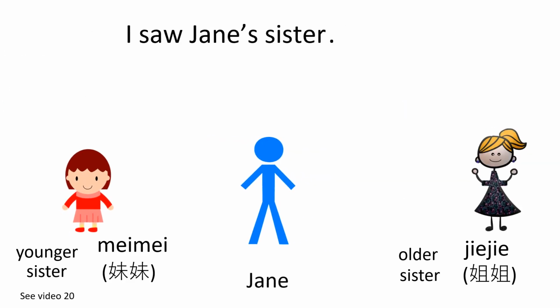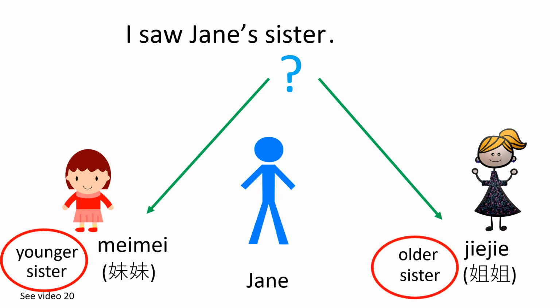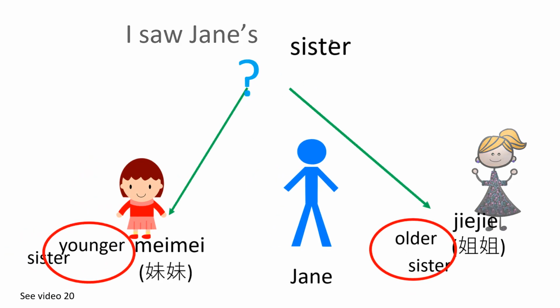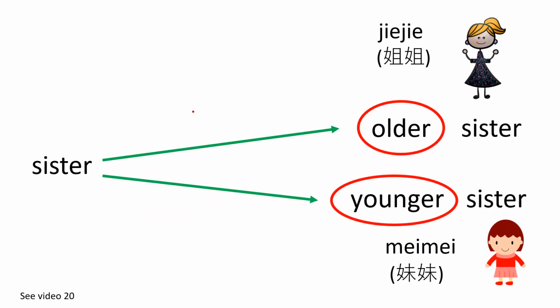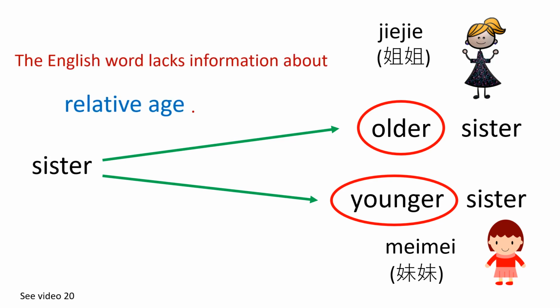Now suppose you want to translate the English sentence, "I saw Jane's sister," into Mandarin. Which Mandarin word would you choose for sister? Well, if we're talking about a particular sister, and I know this girl's age relative to Jane's, I can pick the appropriate term. But note that choosing either of these options involves indicating the relative age of the sister. When I do this, I am making something explicit in the text of the translation. This is information that was not stated explicitly in the text of the original.